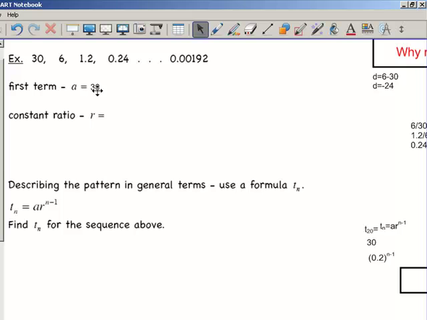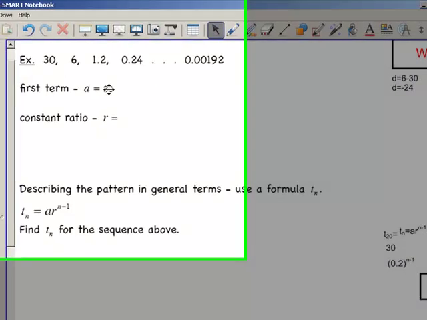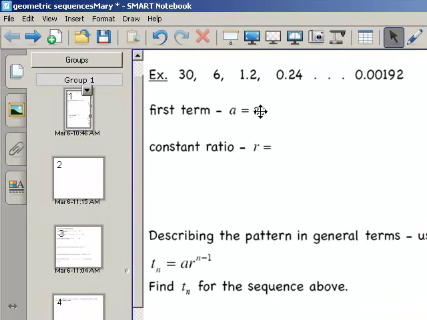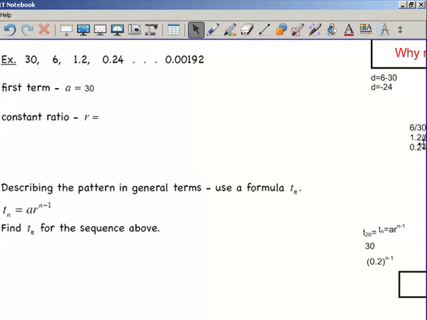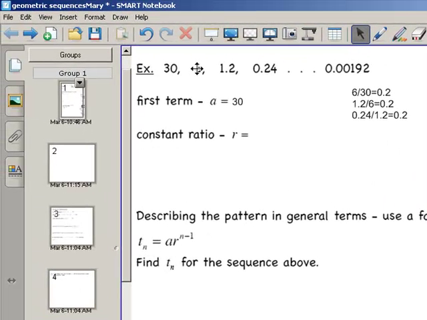What makes it geometric? The first term is 30. The first term in this sequence is 30. The A, which equals the first term, is the same for arithmetic and geometric sequences. What makes this a geometric sequence is, by definition, there is a constant ratio. I multiply 30 by a value to get to 6. I multiply 6 by that same value to get to 1.2. I multiply 1.2 by that same value to get to 0.24.